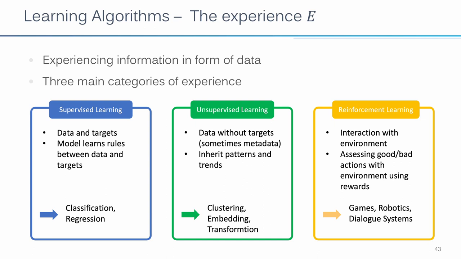So reinforcement learning is a method to learn long-term from rewards. You get a reward, a positive one if you moved well in a game, or a negative one if you didn't move well in the game.